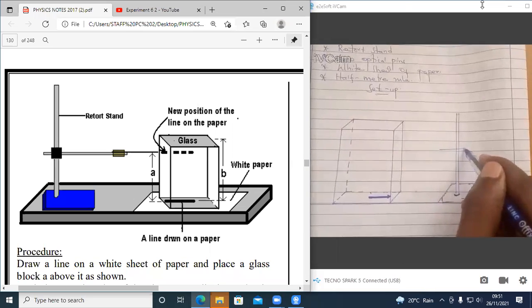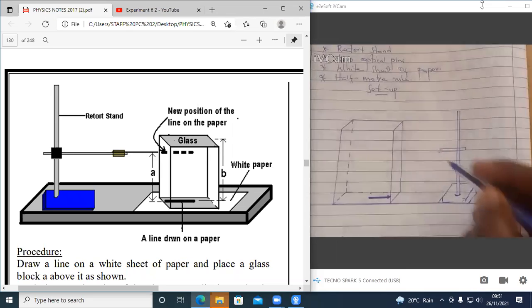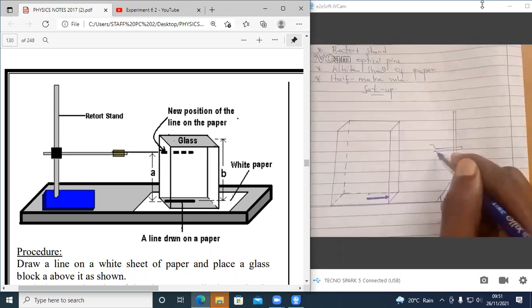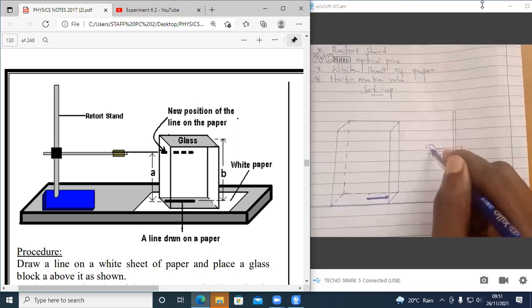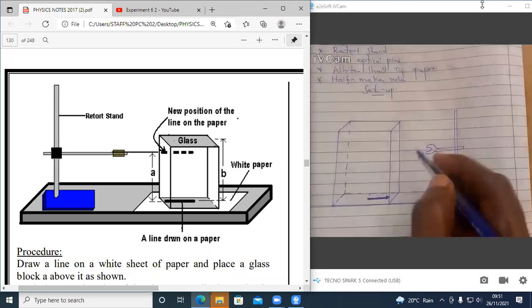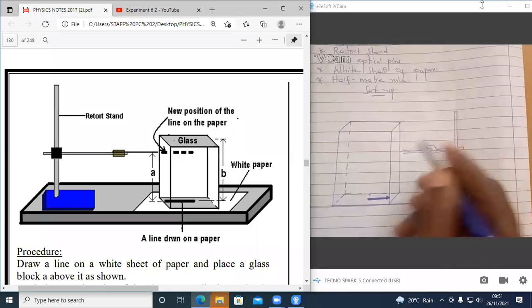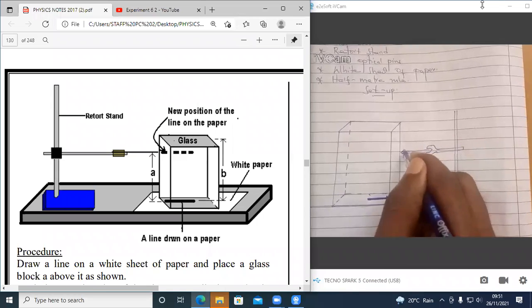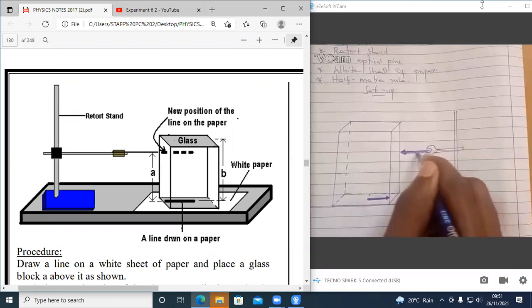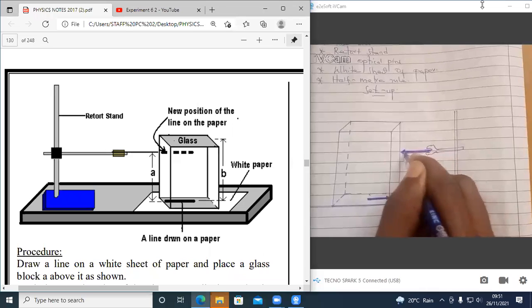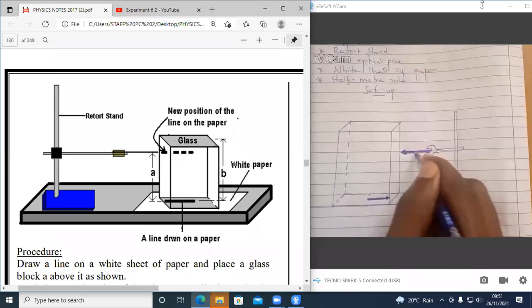So you clamp it to a given point. This is where we have clamped it. So this is the pin which is outside. You have clamped it there like that. Let me shade it so that you can see it clearly. And these two pins are of the same size.